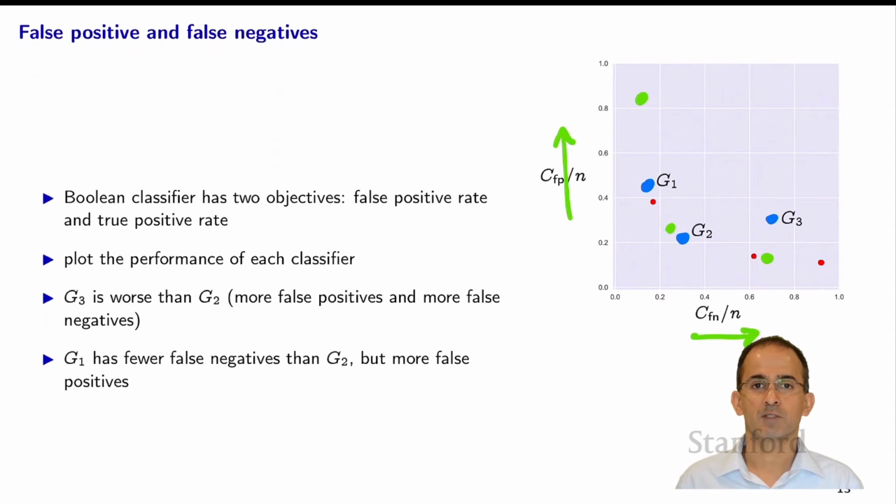You may be more interested in keeping the false negative rate small. If you're more interested in keeping the false negative rate small, then you should choose G1. If you're more interested in keeping the false positive rate small, then you should choose G2. If you have G2 available, then you should never choose G3.